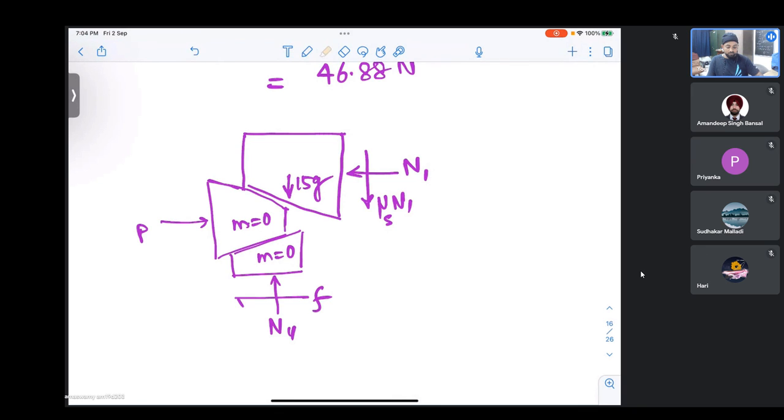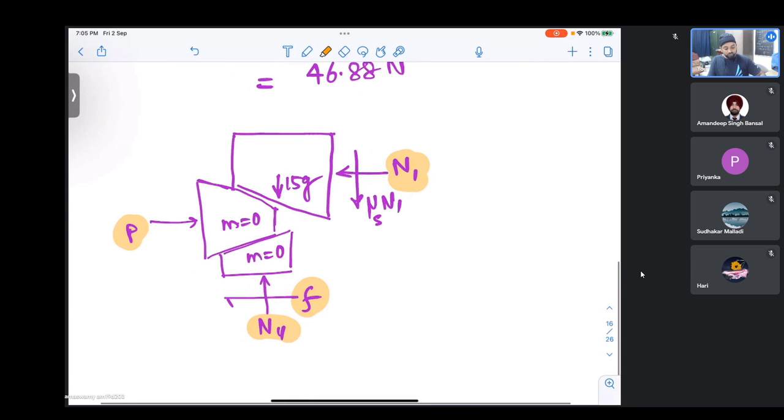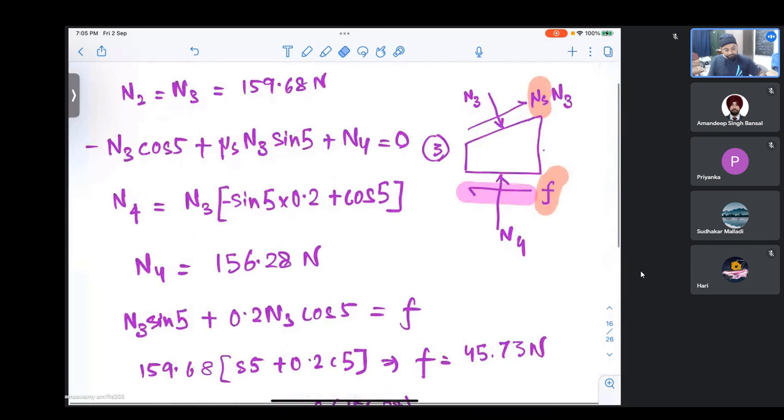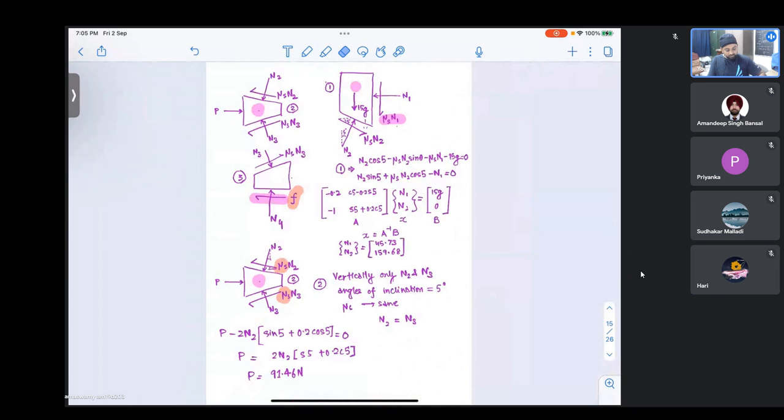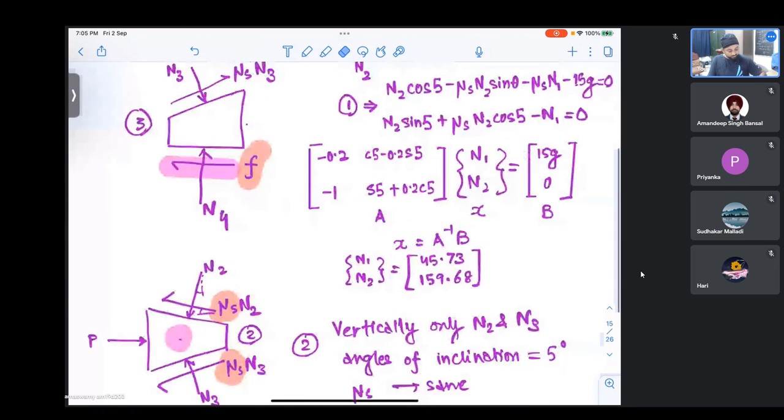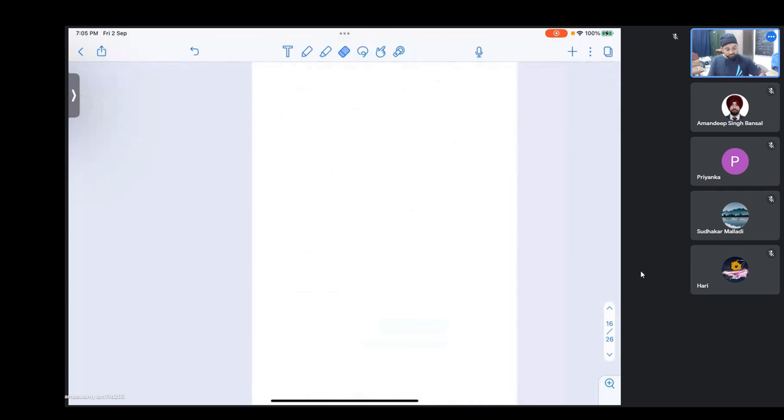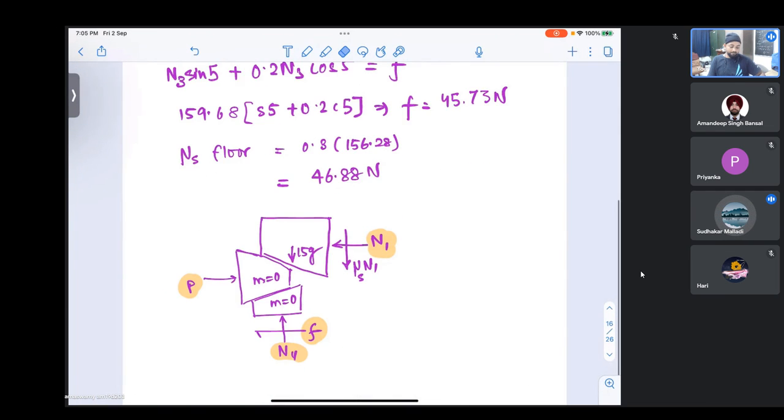So once we are able to find out N1, rest of the things we will eliminate one unknown. Sorry, we will be having four unknowns initially, so at least we have to solve for two, and then we can solve for the rest based on this. So why don't we go ahead and do that? We have N1, which we calculated somewhere as 45.73.